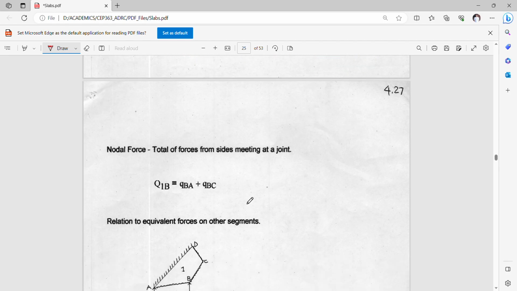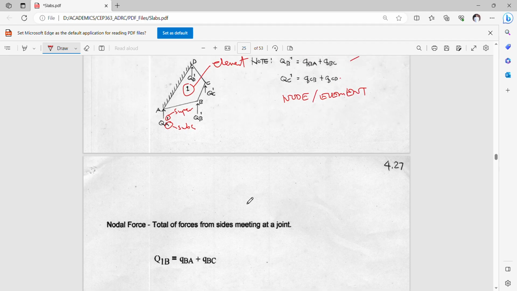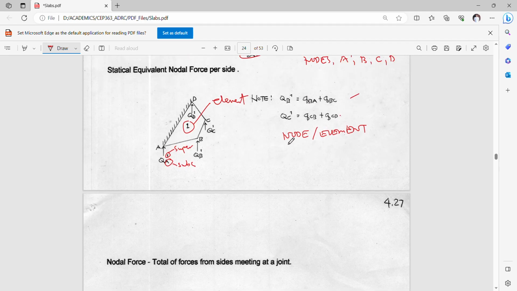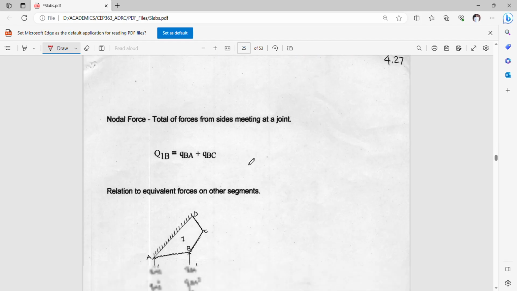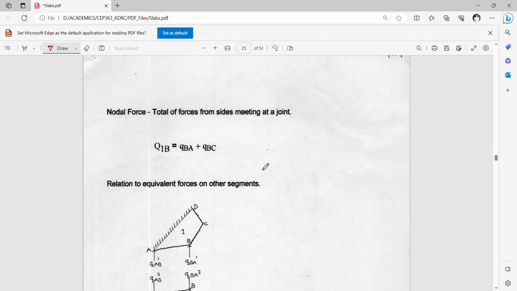So the nodal force is actually the total force from sides meeting at the joint. So for QB1, as defined here again, this is simply equal to QBA plus QBC. So remember that we're talking here about a single element alone.